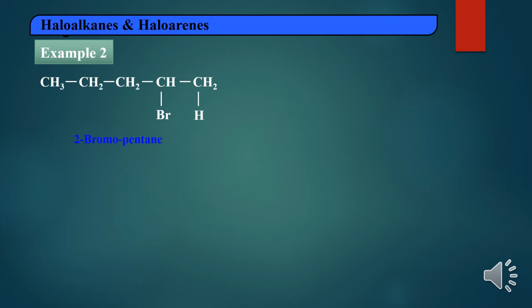Next example. Take an example now. That is 2-bromopentane. Now this molecule is having 2 beta carbon atoms. On the left side is where the halogen is attached, that carbon atom we will call alpha, and the next carbon is beta. So here there are 2 beta carbon atoms. Left side there is a CH2, that is a beta carbon atom. Right side there is a CH3, that is also a beta carbon atom.